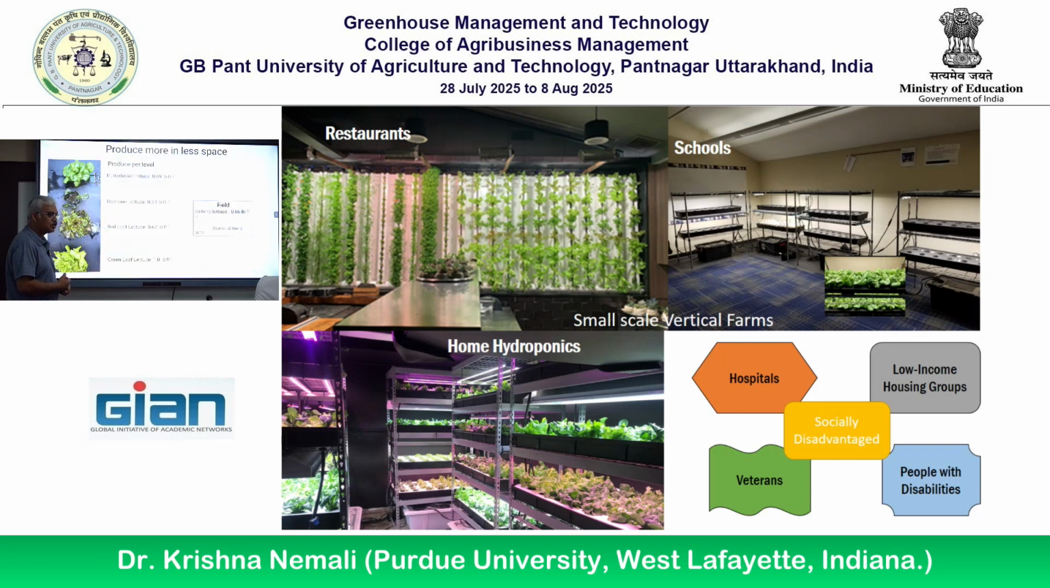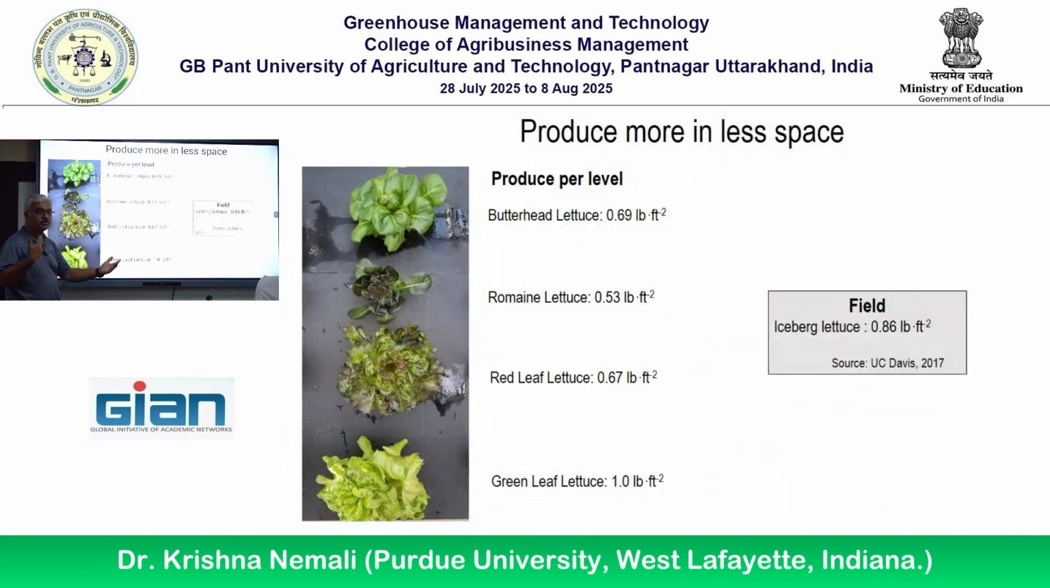Yesterday somebody asked me the question, what is the yield difference between outside and inside? So here is some actual data. Now this is from the field. I'm looking at iceberg lettuce. The average yield is about 0.86 pounds per square foot. This is coming from the University of California, Davis. Lettuce is a big crop in California, where I actually went for a postdoctoral fellowship. So they grow in the field, and the yield is 0.86 pounds per square foot. That's what you get outside.